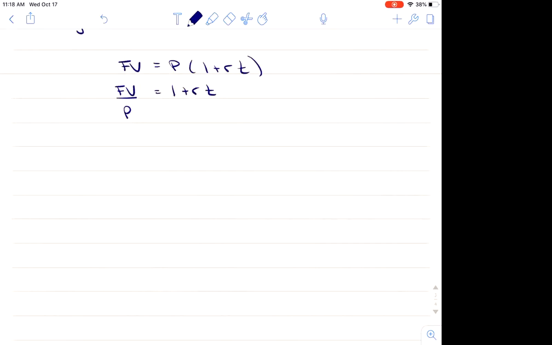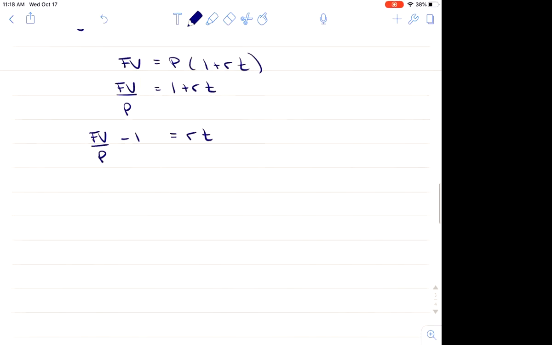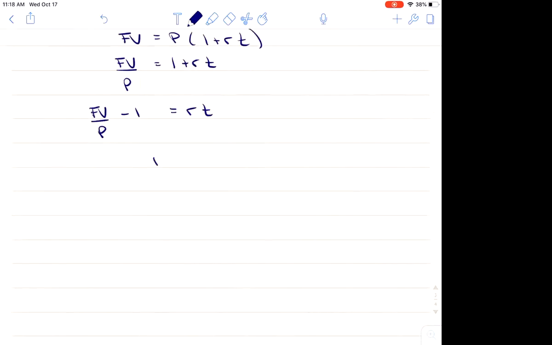So then to get R on its own, we have to subtract 1 from both sides, so we get the future value over P minus 1 is RT. And then to get R on its own, we have to divide both sides by T. My signature move, I'll move the R over here, but everything here stays the same. The future value over P minus 1, divided by T.